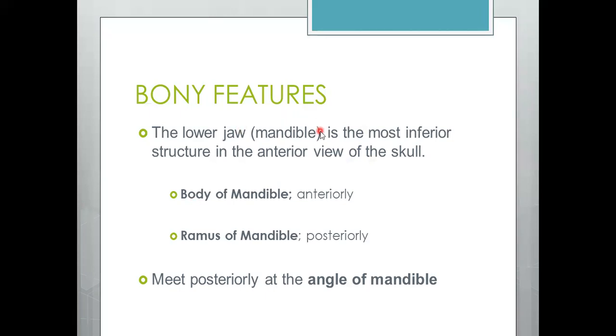The lower jaw, the mandible, is the most inferior structure in the inferior view of the skull. There are two parts of the mandible: the body of the mandible, which is present anteriorly, and the ramus of the mandible, which is present posteriorly. The body and the ramus of the mandible both meet posteriorly at the angle of the mandible.